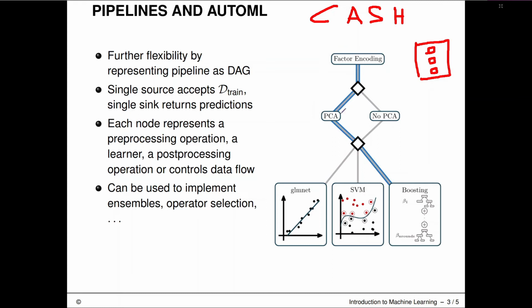And each node in such a graph is some data transformation or learning operation. Yeah? So we call that a pipeline operator. You can call that a data transformation step or a learning step or whatever. What you could, for example, put in such a node is something like a PCA operation or a GLMNet operation. So that would fit a regularized linear model, or a support vector machine, or boosting. And scaling would be such an operation, or factor encoding would also be such an operation.